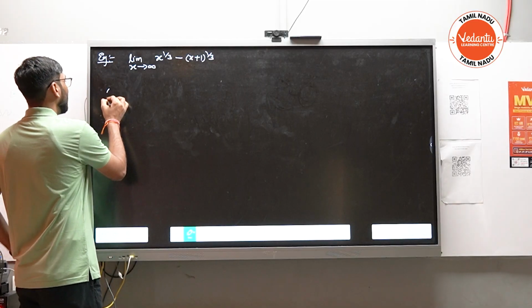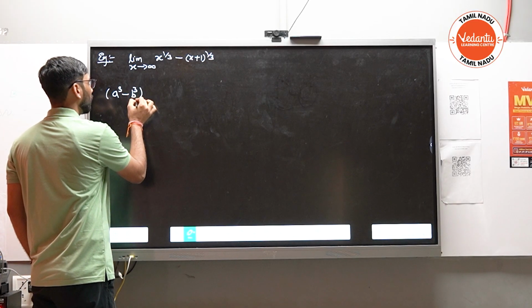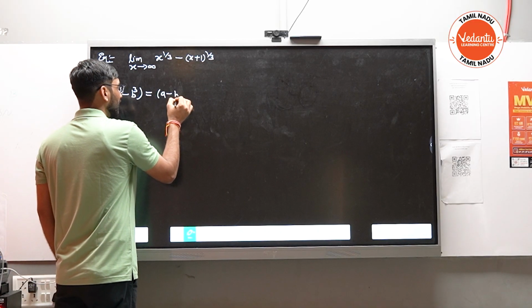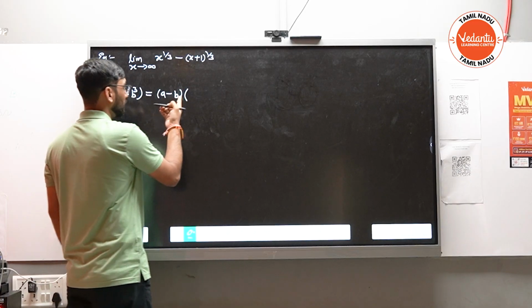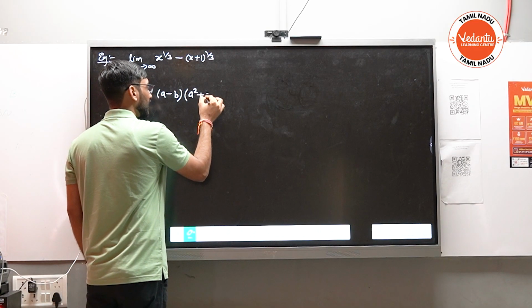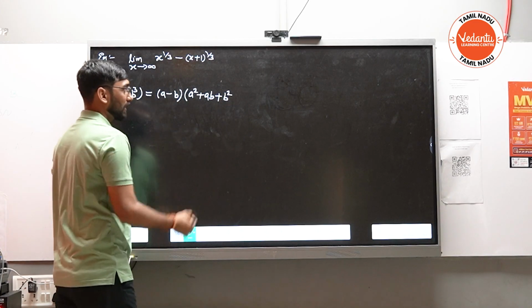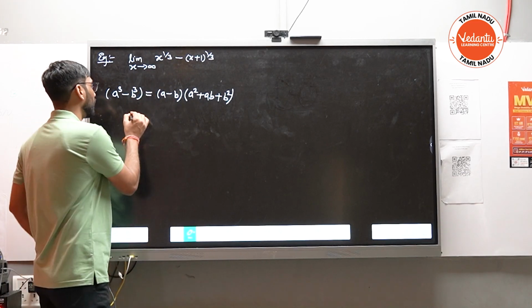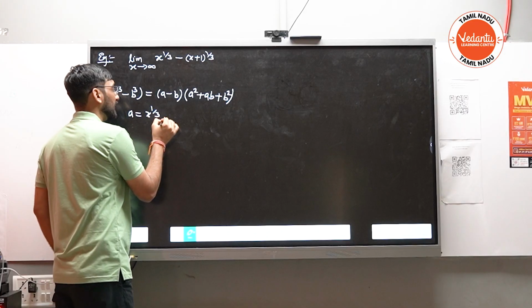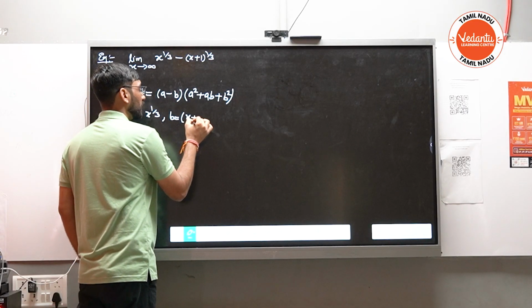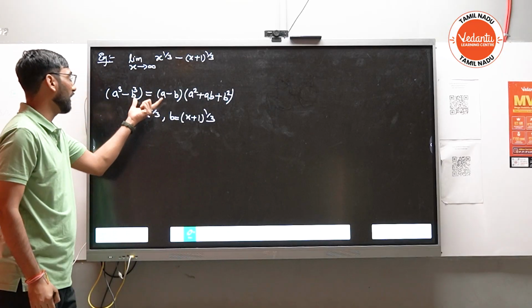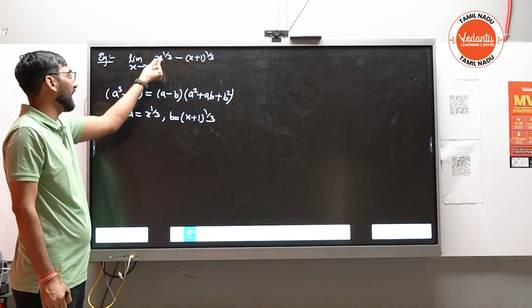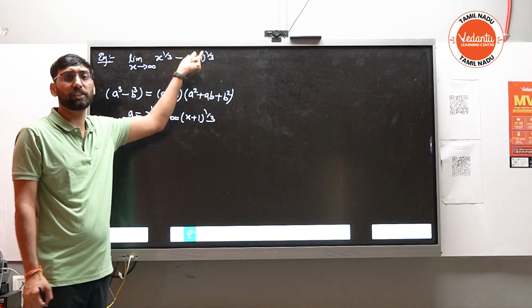We know that a cube minus b cube is nothing but a minus b into a square plus ab plus b square. Correct? So currently I am having a minus b type of term. If I take a equal to x power 1 by 3 and b equal to x plus 1 whole power 1 by 3, I am having the term in the form of a minus b. But what I want is, see, if I do the cube of x individually and also the cube of x plus 1 individually.